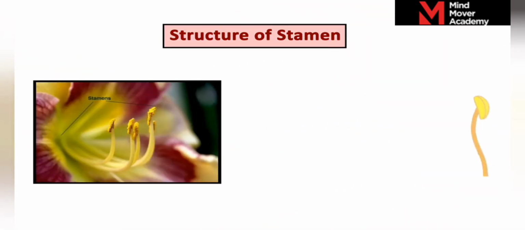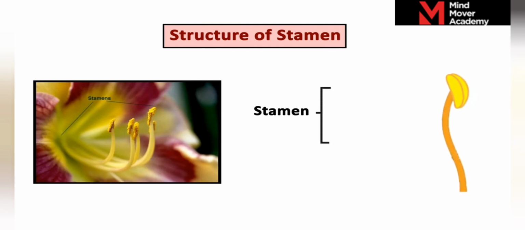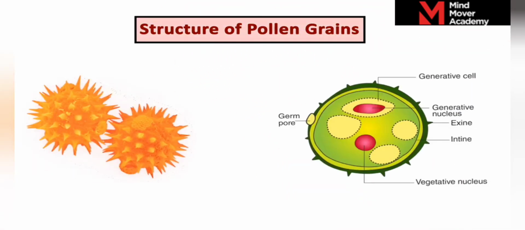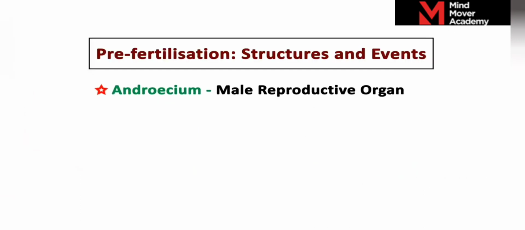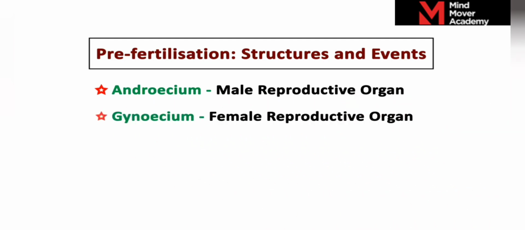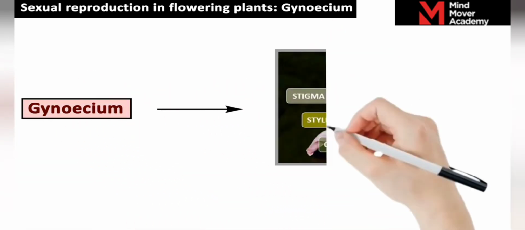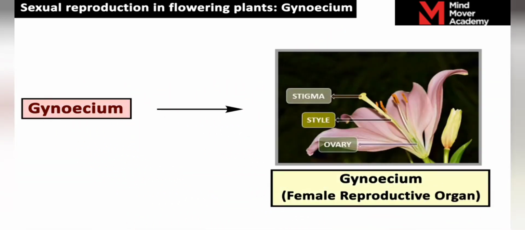The stamen comprises two parts, a long and slender stalk called filament and the terminal, generally a bilobed structure called the anther. Along with this, we also learned about the structure of pollen grains. Now, continuing the topic, pre-fertilization, structures and events, in this module, we will discuss the gynoecium, the female reproductive organ. Well, the gynoecium represents the female reproductive part of the flower, that is, the pistil.